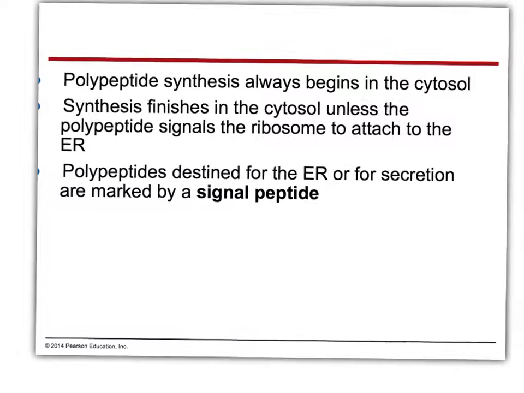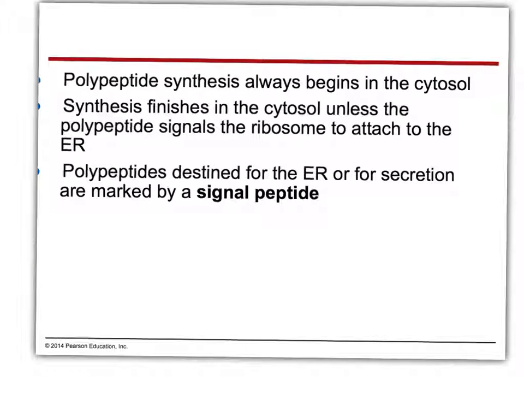So, synthesis always begins in the cytosol. It finishes in the cytosol unless the polypeptide signals to the ribosome to attach. So we're going to start at one of those free cytosolic ribosomes. That's where everything starts. Why does it start in the cytosol and not in the ER? Where does the mRNA go when it exits the nucleus? It goes to the cytoplasm, the cytosol, so then it's going to bind the ribosome.